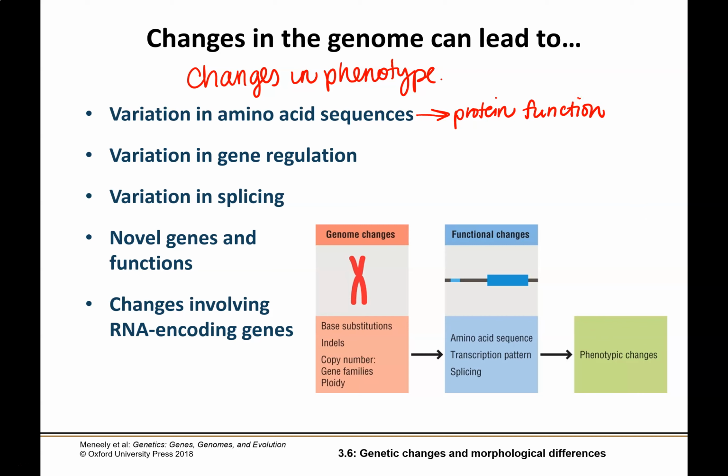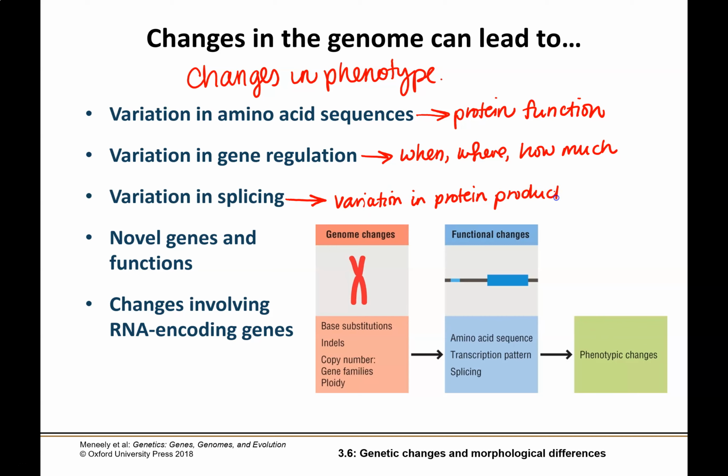We can also have changes in gene regulation. So this is going to change when, where, and how much protein is expressed. Variation in splicing, this is something that we will get to later. This is variation in piecing together your expressed sequences. So when you have variation in splicing, you can get variation in protein products from the same gene.